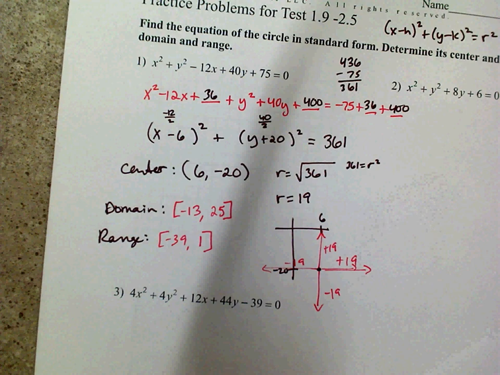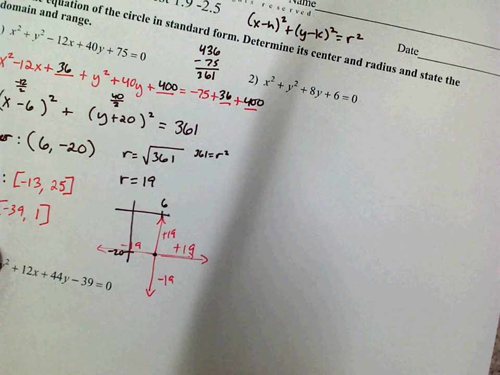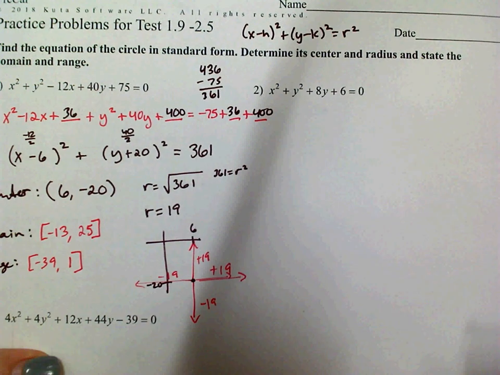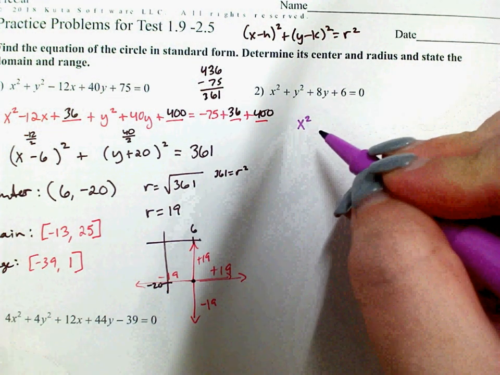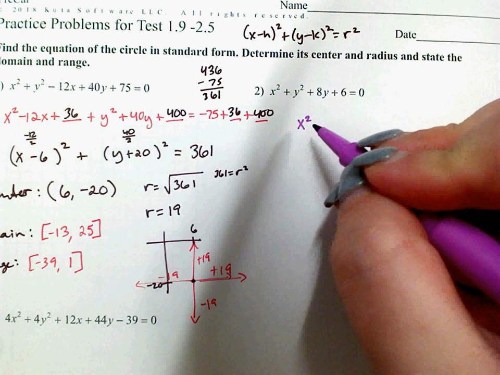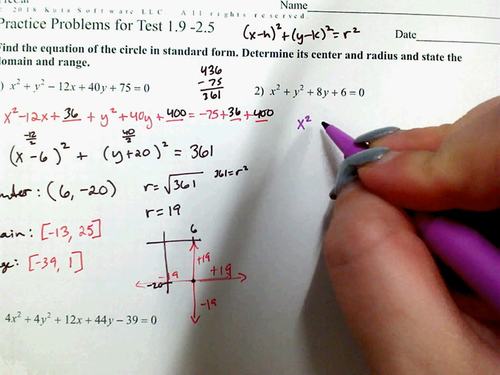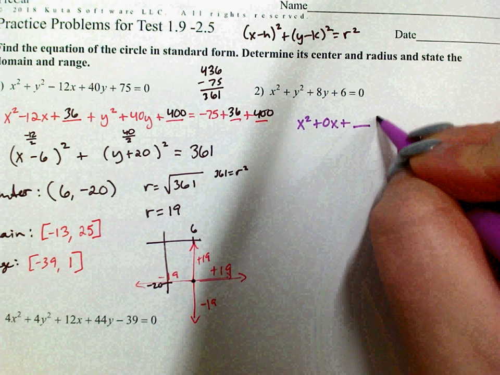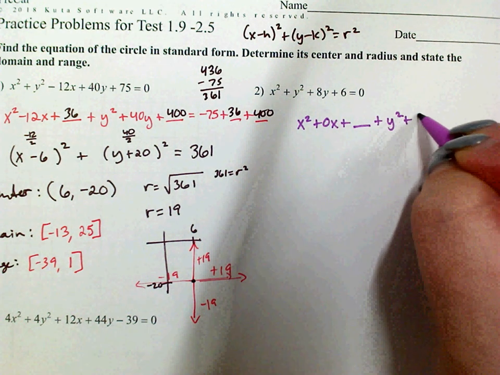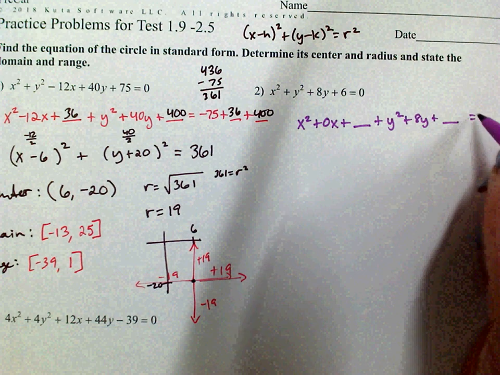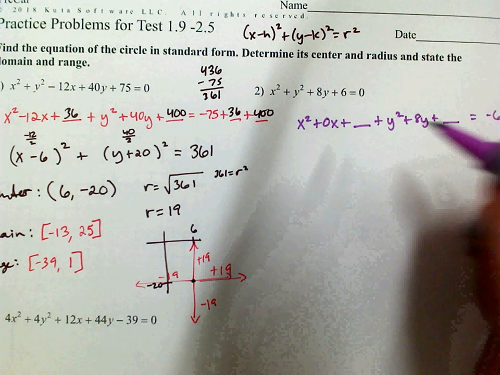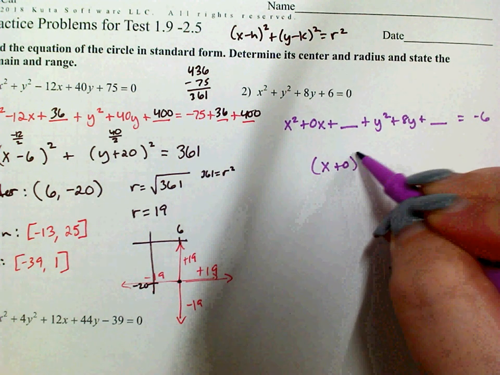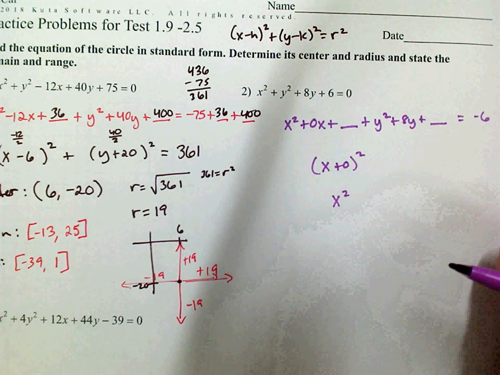Okay, number 2. So on number 2, I've got x squared. I do not have an x term, so I could leave it like that, or I could put plus 0x, if you just want to write that to remind yourself of what you're doing, and then subtract the 6 over. Either way it's going to be the same thing.